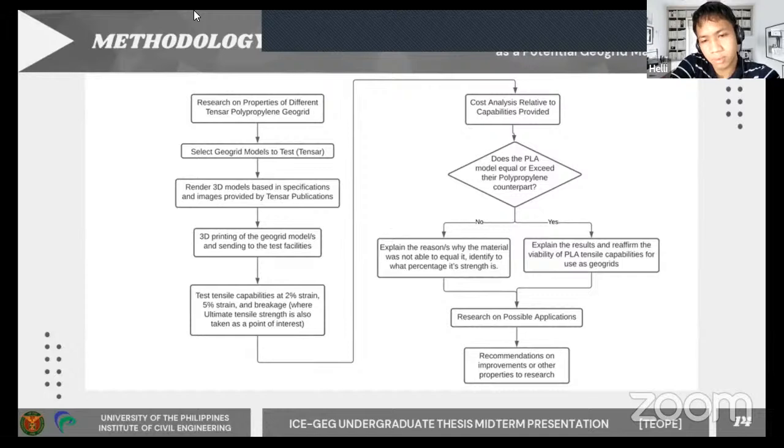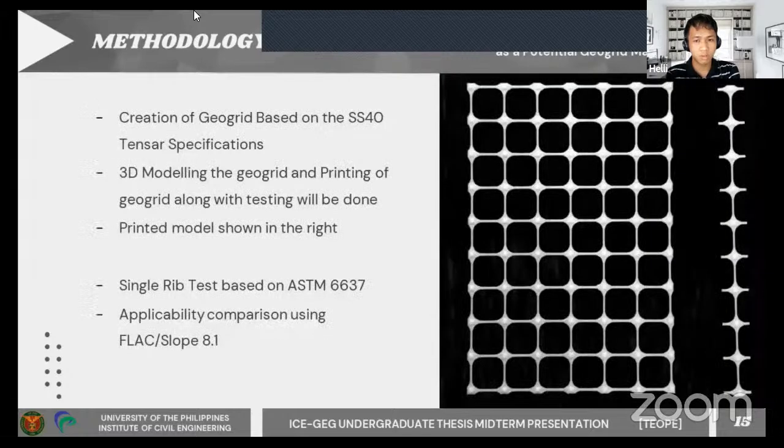This is the methodological framework where the geogrid models would be created and tested in terms of tensile strength at 2% strain, 5% strain, and ultimate tensile strength. A cost analysis would be done along with a comparison of the PLA and polypropylene geogrid. A comparison of the tensile strength values would be done along with a comparison of the effectiveness and applicability using the FLAC Slope 8.1 program, which would ultimately show if this material would be viable to explore as an alternative.